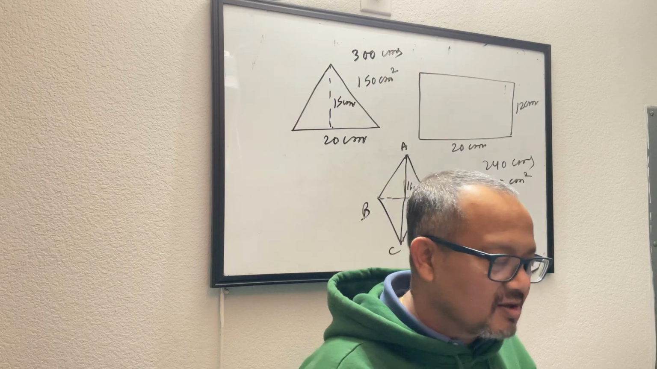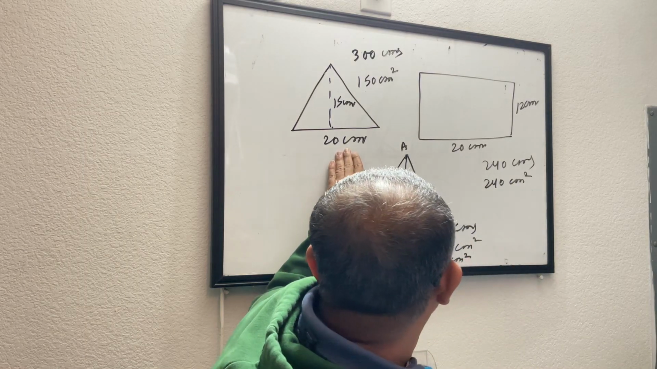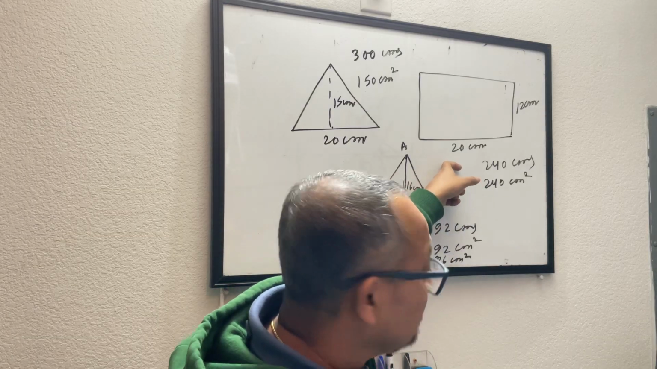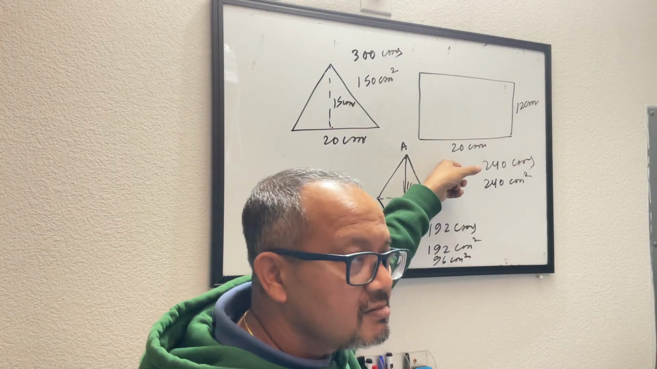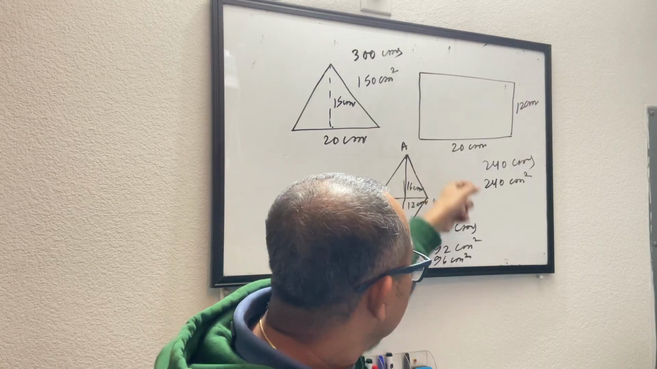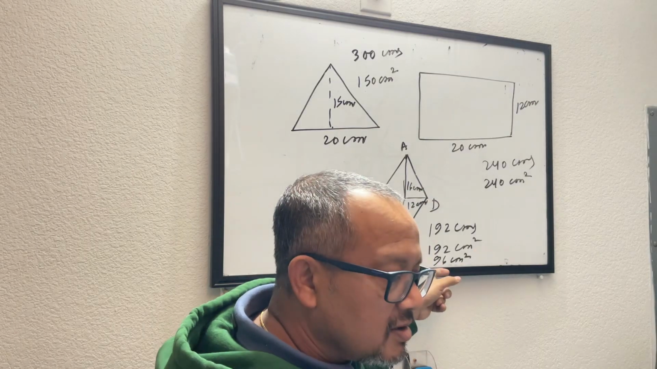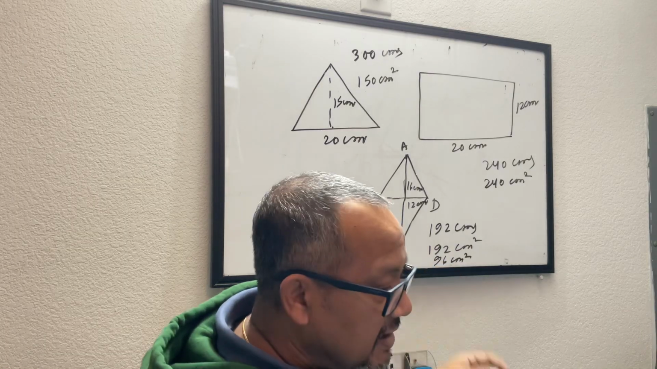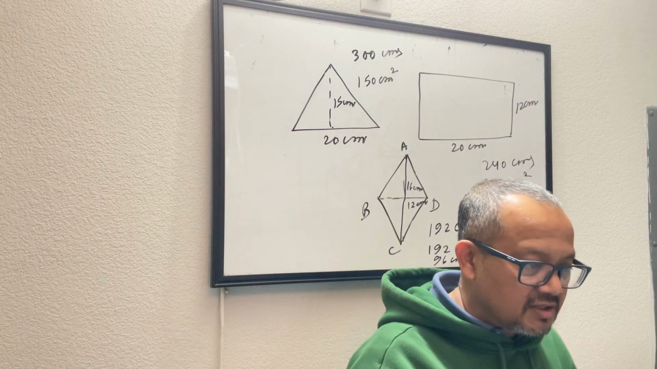For the triangle, the area is 300 centimeters. The area for the rectangle is 2,400 centimeters. And for the rhombus, I got 192 meters. I mean centimeters. Okay. Let's see what Kian says.